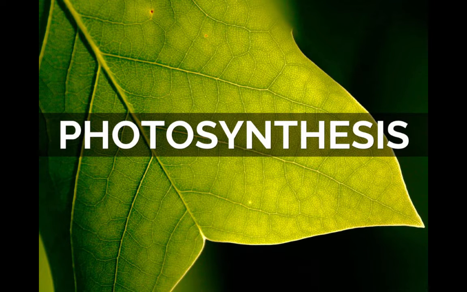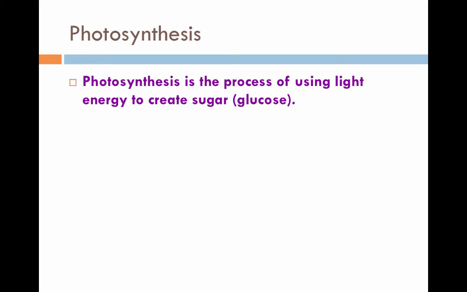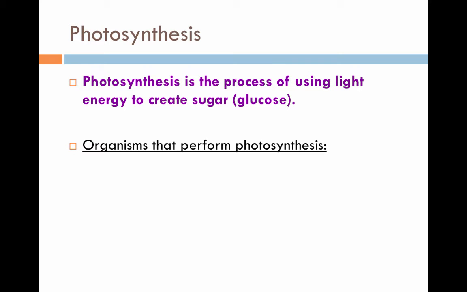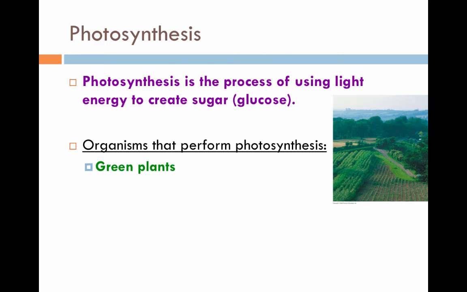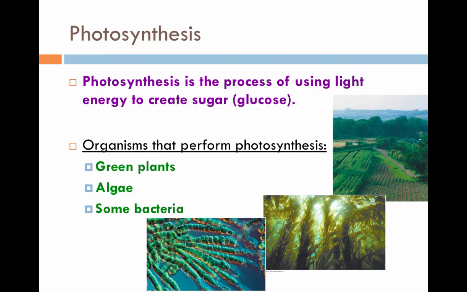The second very important reaction you'll learn about is photosynthesis. Photosynthesis is the process of using light energy to create sugar, or specifically glucose. Organisms that perform photosynthesis are green plants, algae, and some bacteria. Really, anything that is green outside, anything green on Earth, goes through photosynthesis.